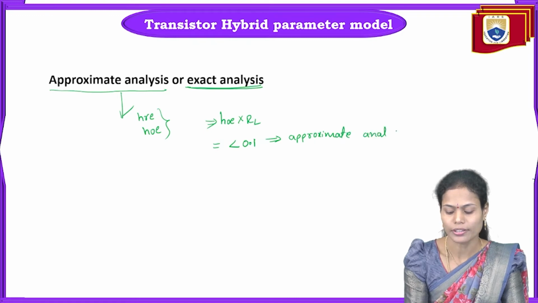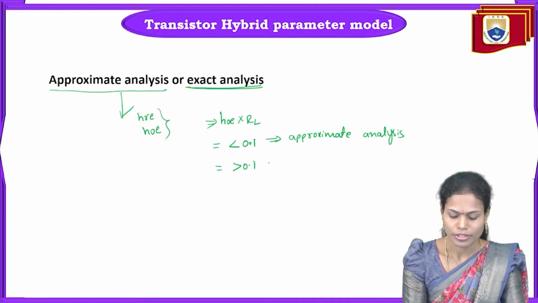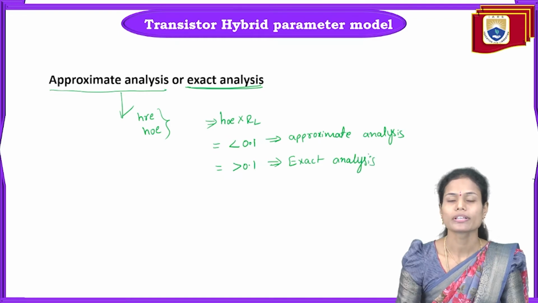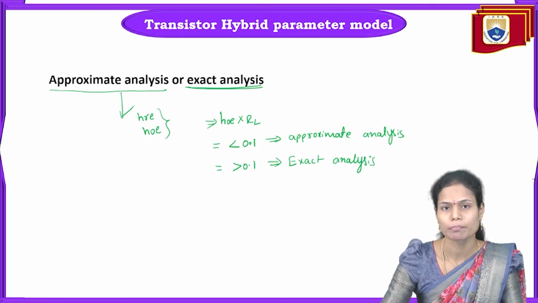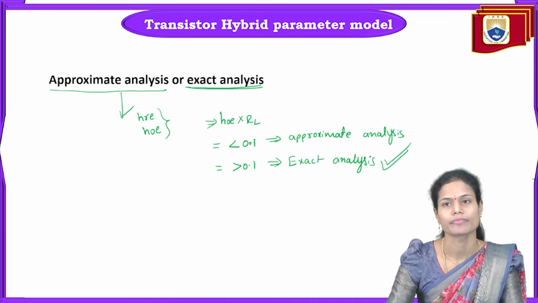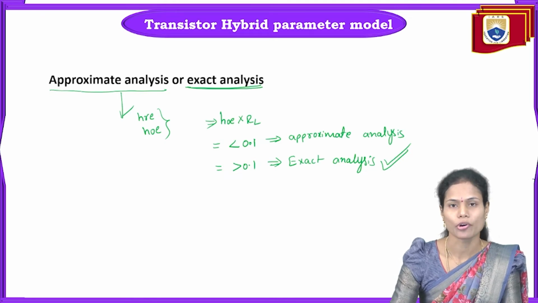This one I have already discussed in the previous sessions, but just for solving the problems, I am revising it. So if it is less than 0.1, we have to go for the approximate analysis. If this particular value is greater than 0.1, we have to always go with exact analysis. The formulas I mentioned in the previous slides are applicable to the exact analysis. If we go with the approximate analysis, the formulas are modified.